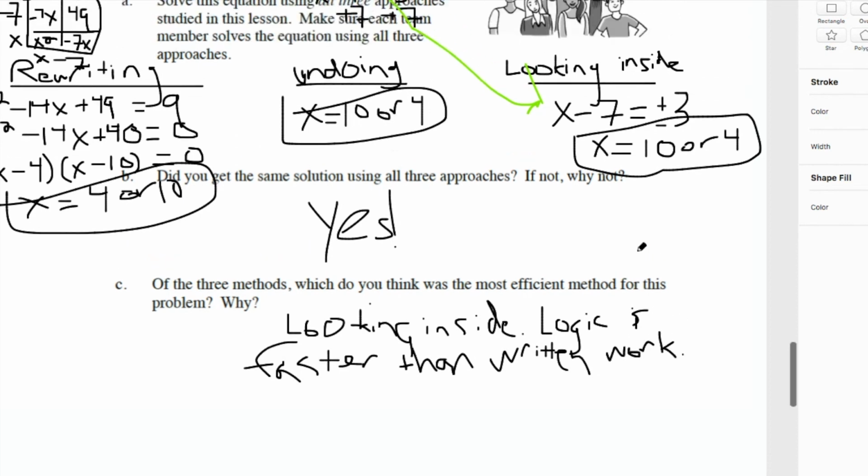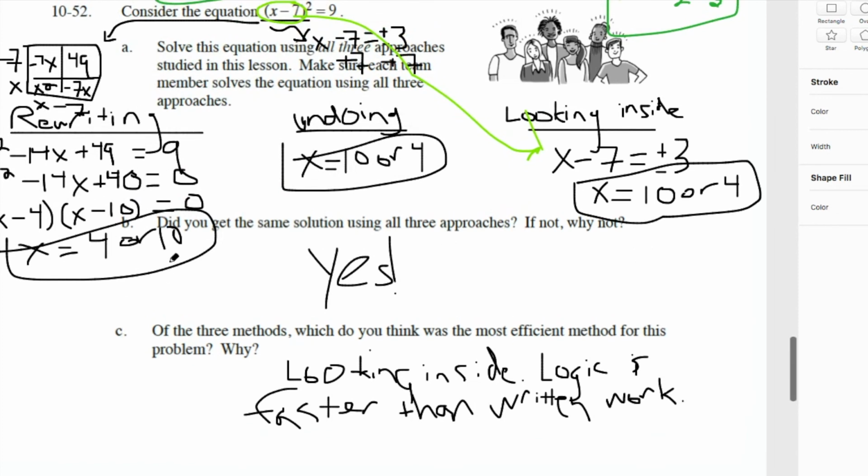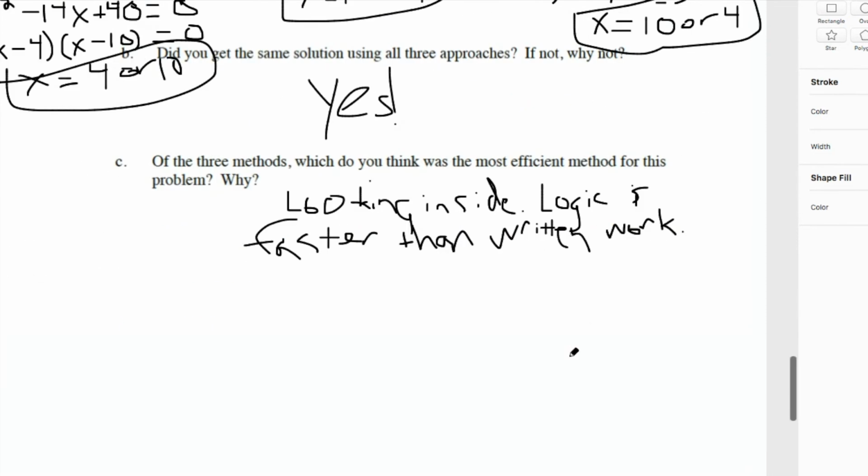It might be different for you. You might find it faster if you're doing all the writing out, and that's fine. But looking inside involves just logicking through: what does this expression have to equal? It needs to be 3 or negative 3. So that allows you to write less than we did in the other approaches here. We wrote about the same in this one, but that's only because I didn't show the part where I introduced the square roots, which I probably should have done going through the undoing one.